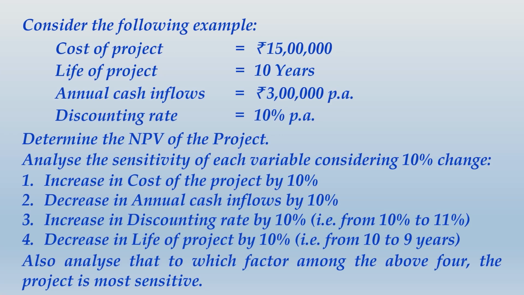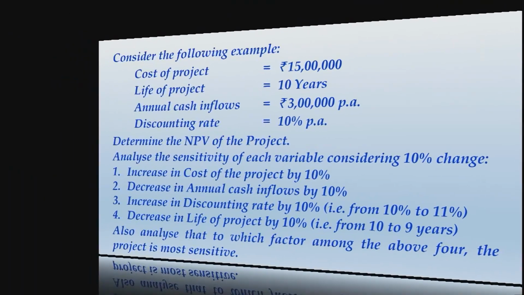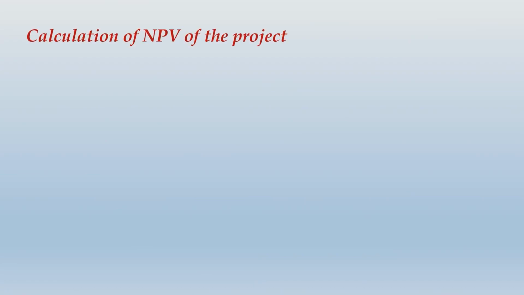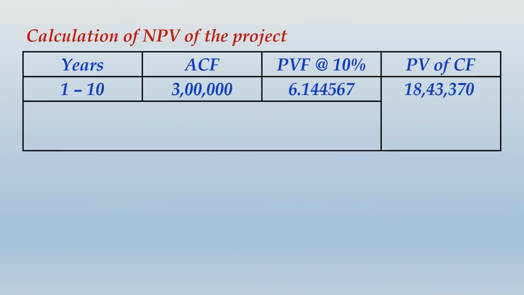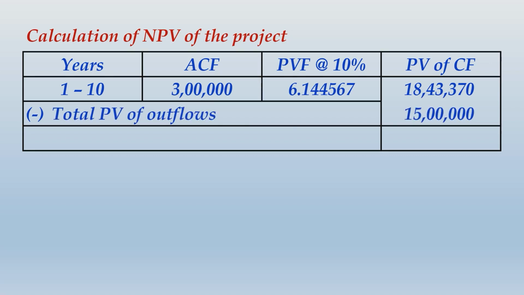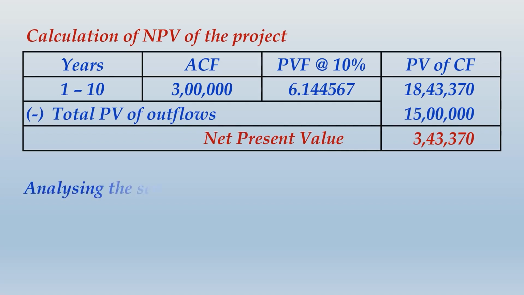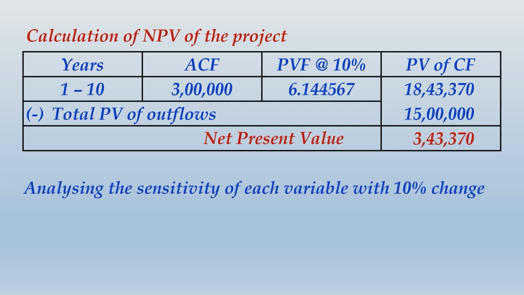So let us move ahead and look into how to present the solution over here. When you begin your solution, you start with computing NPV, and here the usual calculation of NPV, I don't even have to explain to you. Your NPV over here is positive 3,43,370. Analyzing the sensitivity of each variable with 10% change, I will do that analysis once you finish writing this whole calculation. Let us move ahead and begin with this sensitivity analysis.